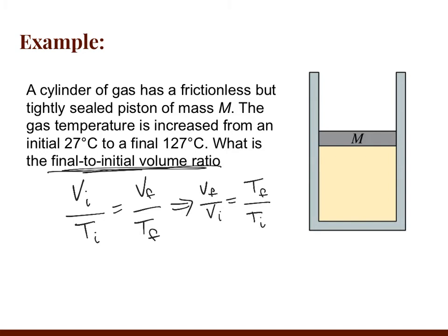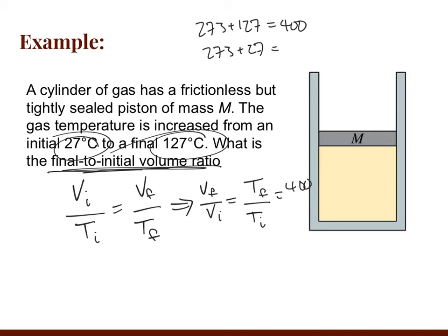And the temperature final is 127 degrees Celsius. Do have to change that to Kelvin. 273 plus 127 equals 400. And then 273 plus 27 equals 300. So we get 400 over 300, which is 4/3 as your ratio, which makes sense. As the temperature increases, the volume should also increase.